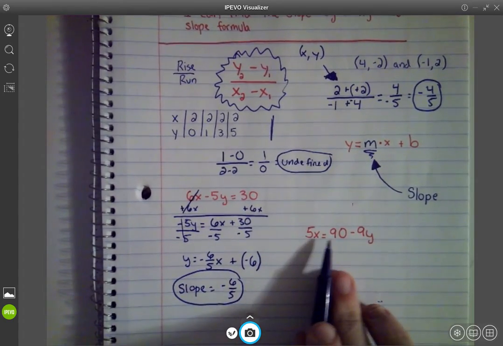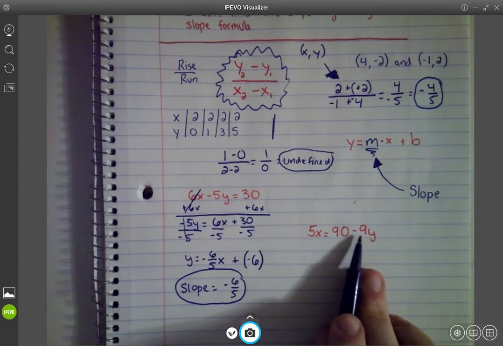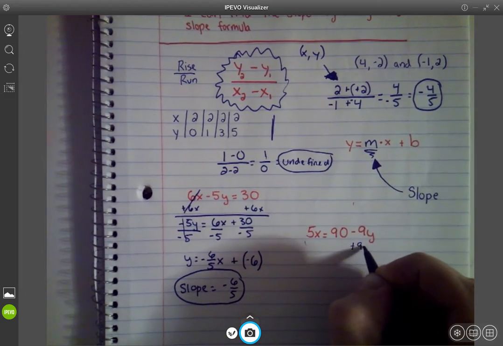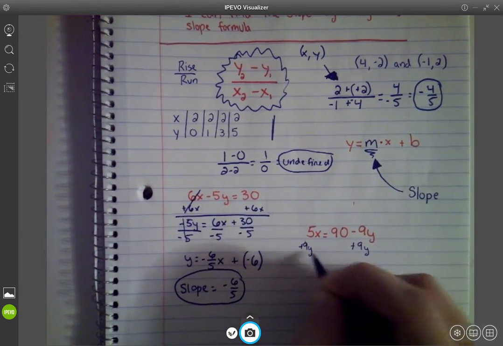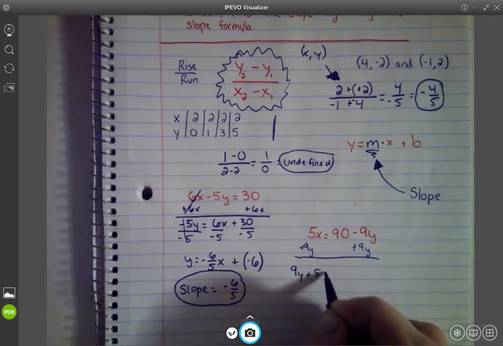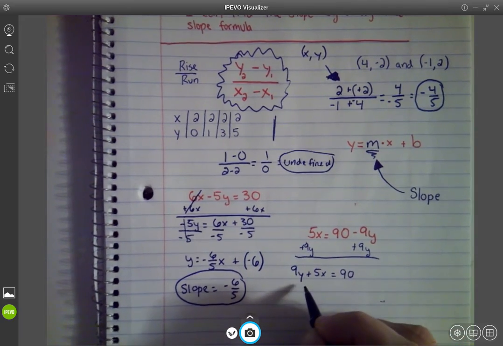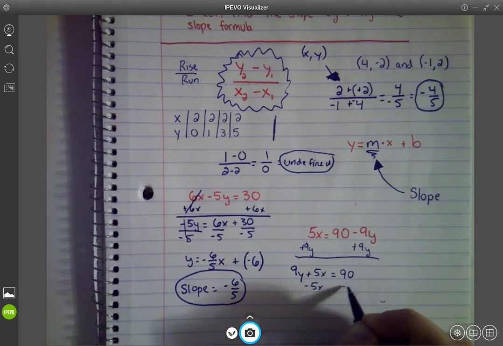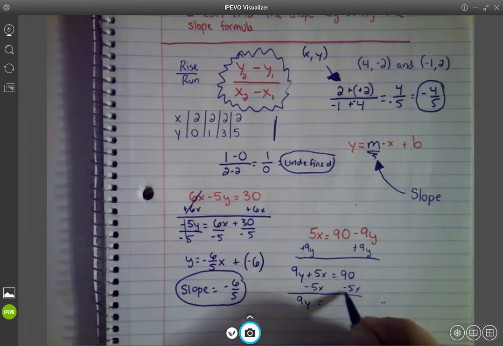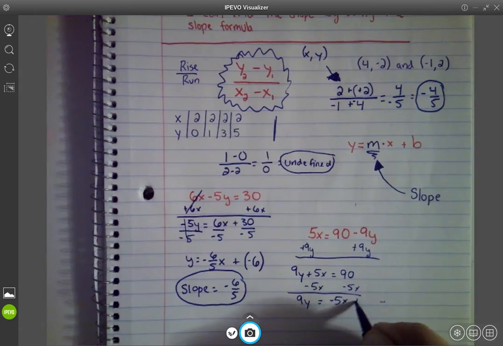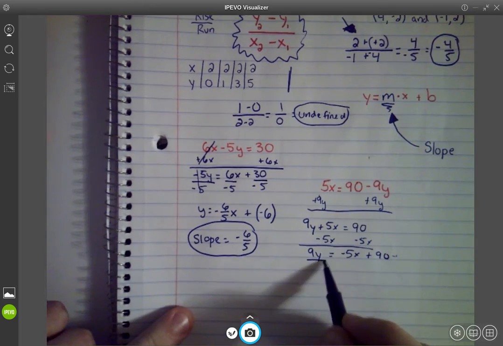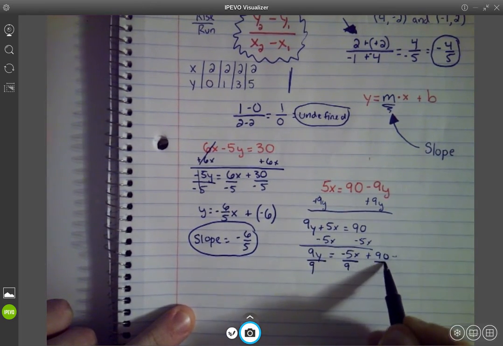Let's try that one more time. Here we have 5x equals 90 minus 9y. I hate dealing with negatives, so I'm going to add this 9y and get it over here. Plus 9y, plus 9y. We got 9y plus 5x equals 90. We're going to minus 5x. 9y equals, again, I'm going to write the 5x first, plus 90, just because that's how it's written up here; it makes our math a little bit easier. Divide both of these by 9.